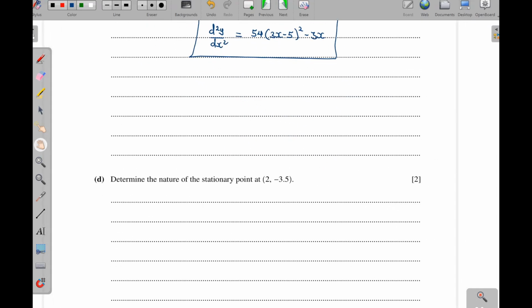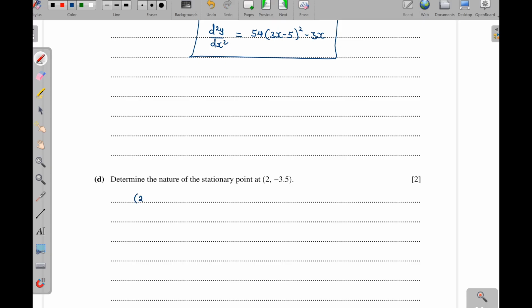Then part D, determine the nature of the stationary point. So we use this one here. We substitute the x coordinate in here. Then if we find that this one is positive, then it is a minimum point. If it is a negative, then it's a maximum point.